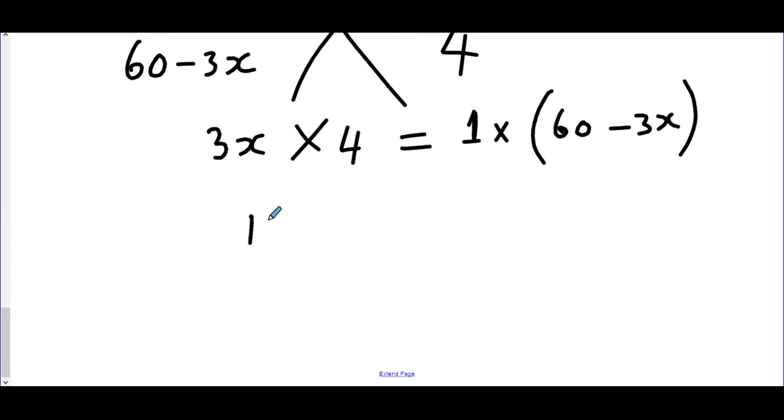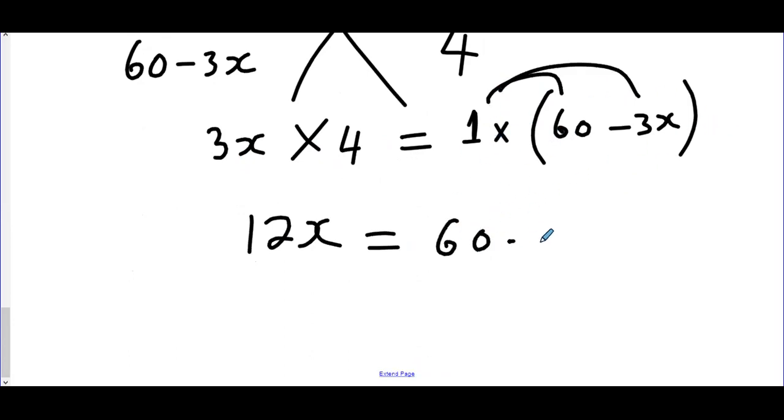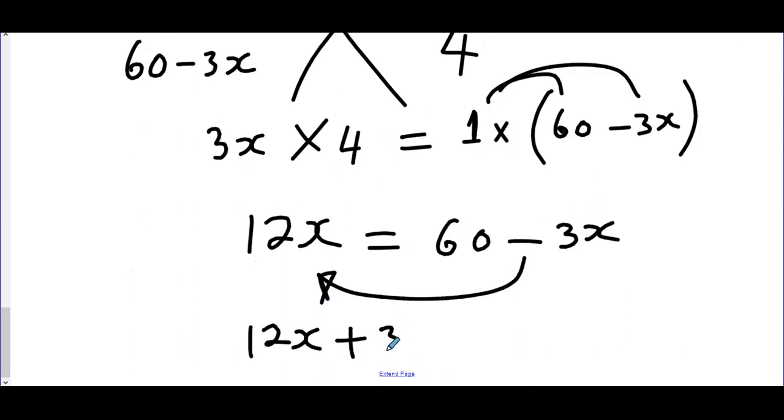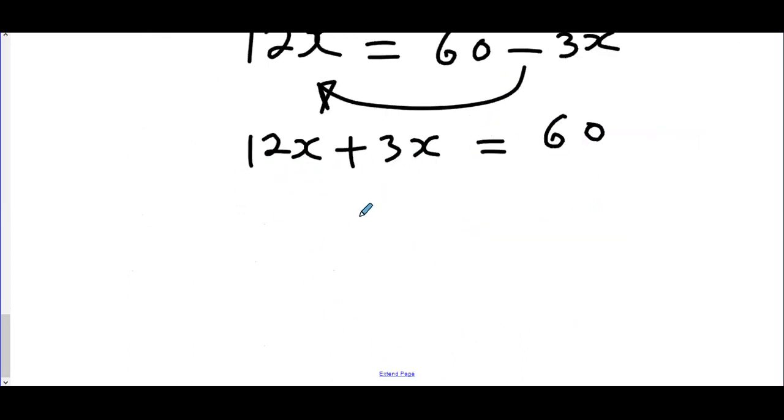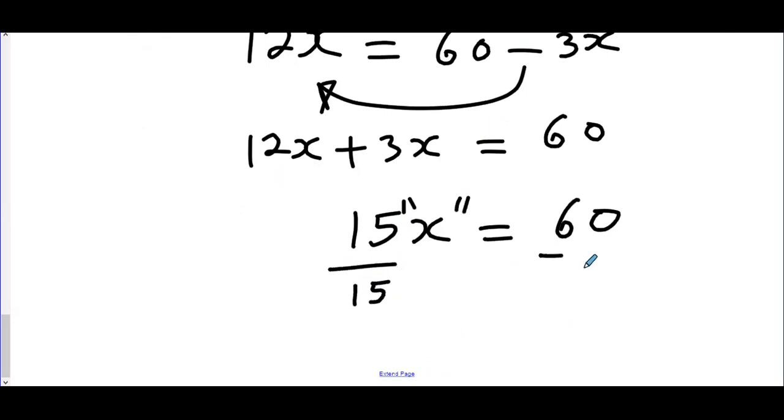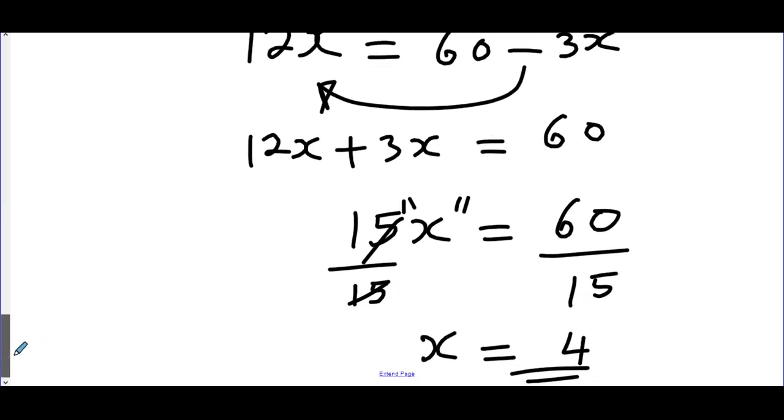Now, what is 3x times 4? This is 12x. When you open brackets here, 1 times any number remains the same number. So 1 times 60 is 60, minus 1 times 3x, this will be minus 3x. When you collect like terms, you get 12x plus 3x equals 60, so 15x equals 60. To find the value of x, we divide by 15, and you end up getting x equals 4.